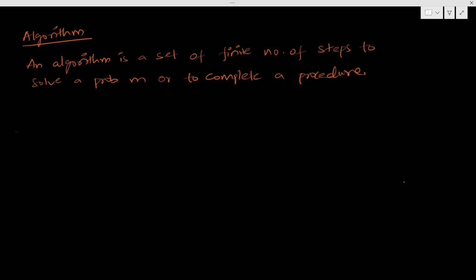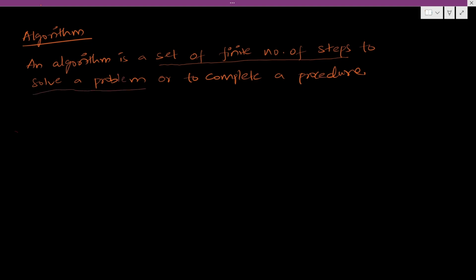What is an algorithm? An algorithm is a set of finite number of steps. Here I would like to underline this part: it is a set of finite number of steps. Finite number of steps for what? To solve a problem or to complete a procedure. An algorithm is a set of steps to solve a problem or to complete a procedure.